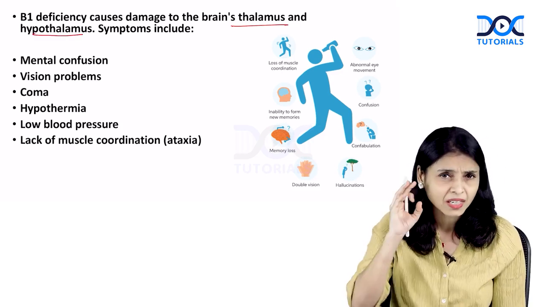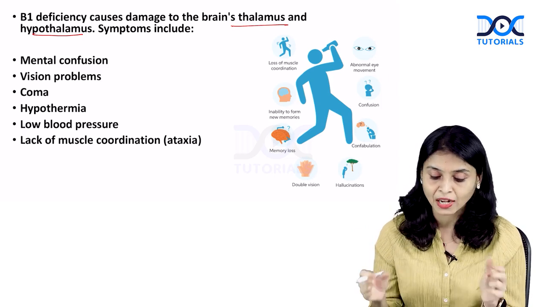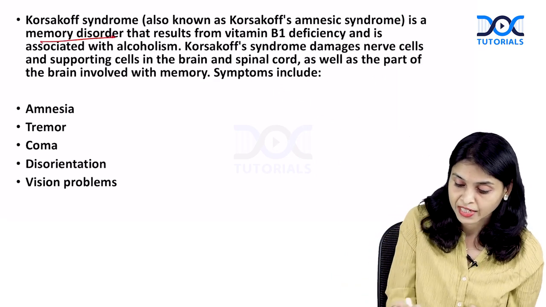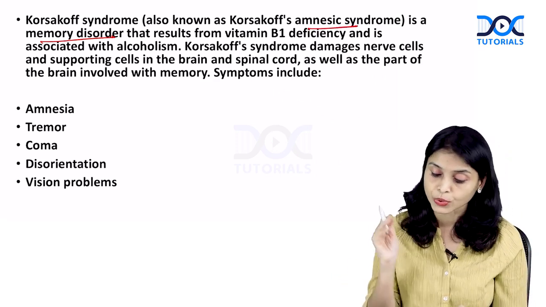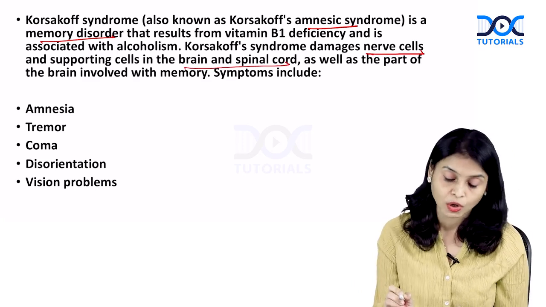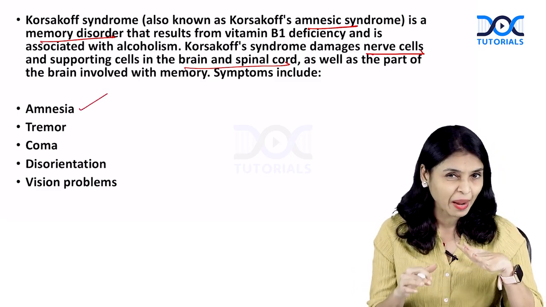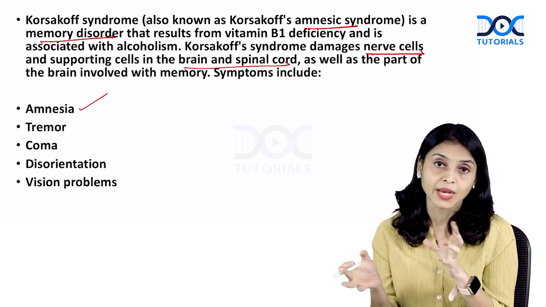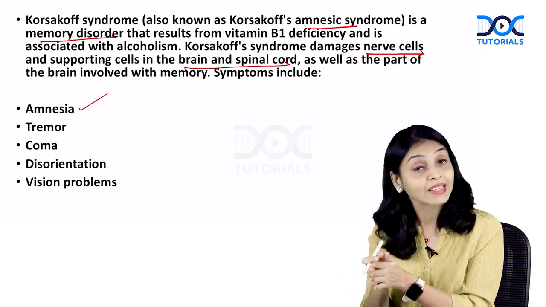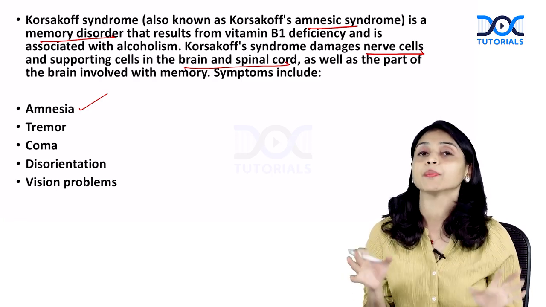It damages the brain, thalamus and hypothalamus. That is why these symptoms happen, like mental confusion, visual problems, coma, hypothermia, low blood pressure and lack of muscle coordination. And Korsakoff is a kind of memory disorder, that is, amnesia, that results from vitamin B1 deficiency and is usually associated with alcoholism. It damages nerve cells in the brain and spinal cord, and it impairs memory. So the patient usually presents with amnesia, tremor, coma, disorientation and visual problems. All these signs and symptoms somewhat coincide, but you have to understand that Wernicke's is different and Korsakoff is the late stage of that. Providing vitamin B1 is the treatment, and you have to provide proper hydration.